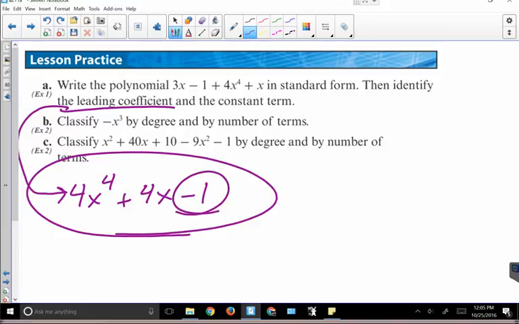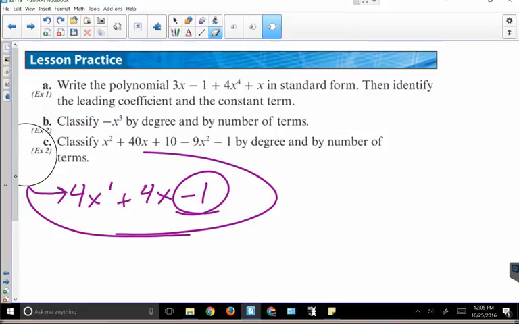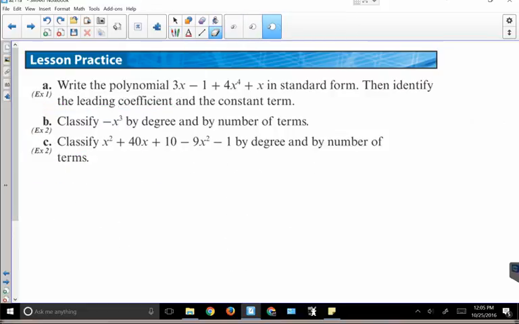Take a look at the next one, and I need to classify that by degree. So, Kitty, what degree polynomial is B? You're right. The highest exponent identified is 3. So that means for this one, it's going to be third degree.